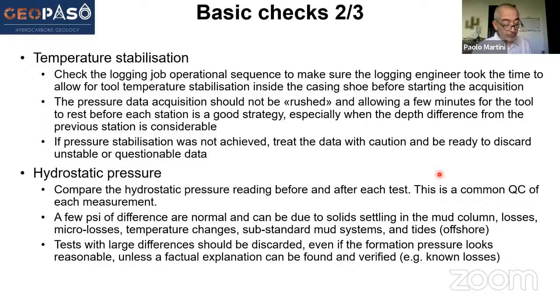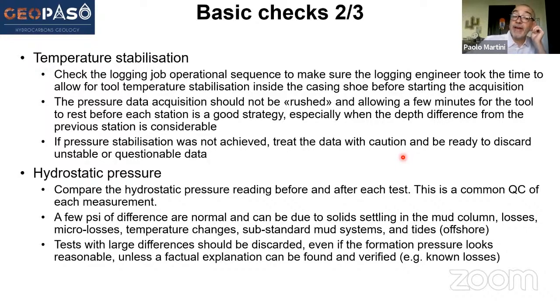So tests that show a large difference between the before and after hydrostatic pressure should be discarded, even if they look okay, because you cannot be sure that they are actually good. So it's better to get rid of them.